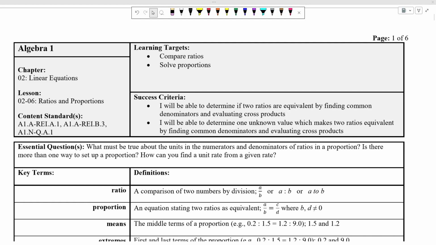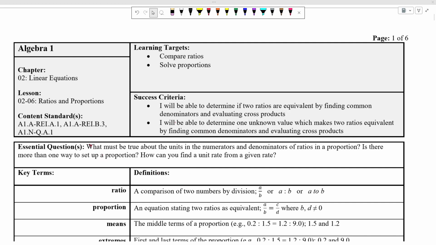All right, now how do we know that we're going to be successful? Well, simply put, we will be able to determine if two ratios are equivalent by finding common denominators and evaluating cross products. Also, we will be able to determine one unknown value which makes two ratios equivalent by finding common denominators and evaluating cross products. A lot of good stuff today, guys.